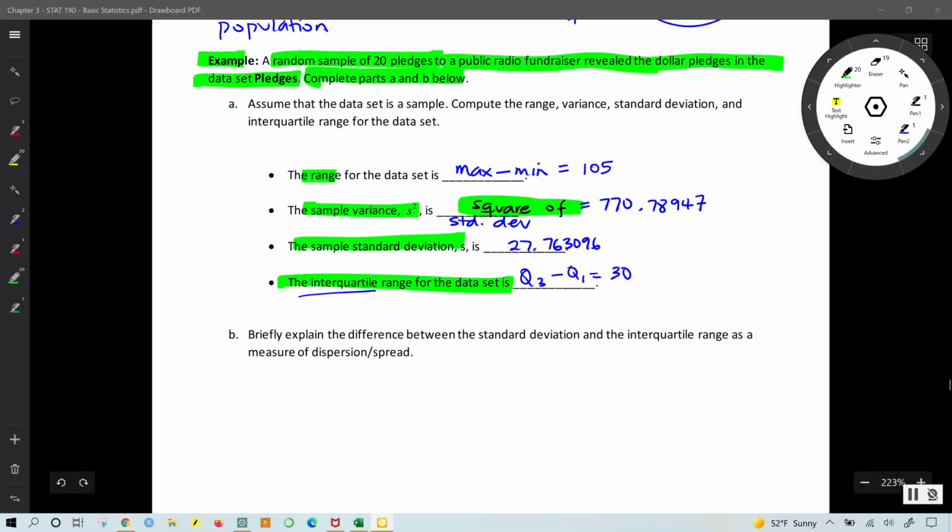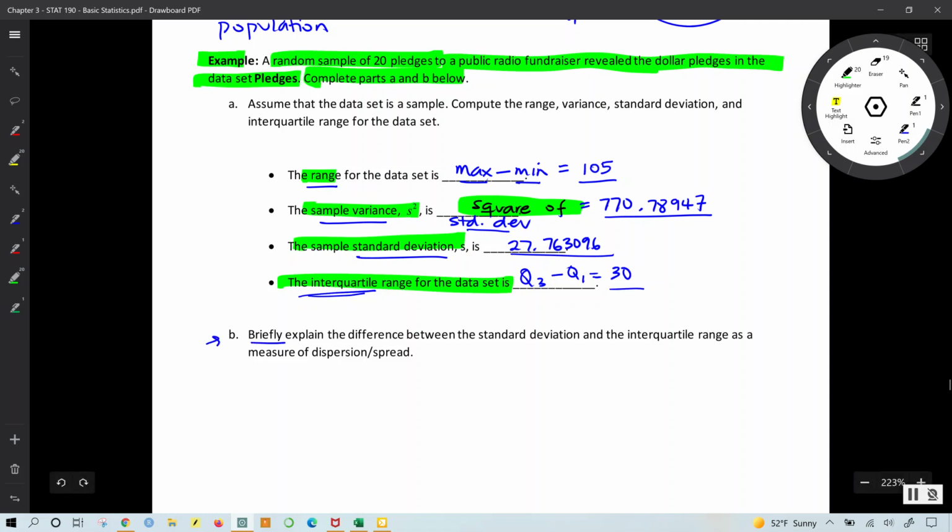So based on the technology output, we have the range, the biggest value minus the smallest value, which is 105, the sample variance, which is the square of the standard deviation, is 770.78947. The sample standard deviation is 27.763096, and the interquartile range is 30.